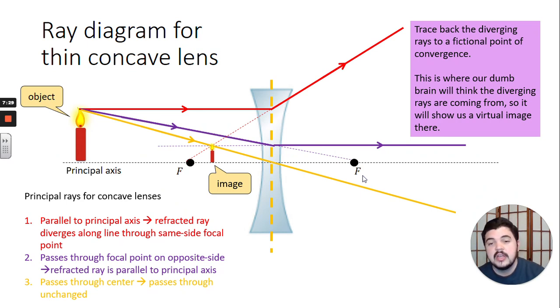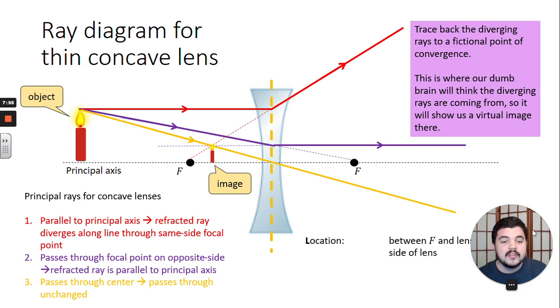That's our image. Again, there's nothing actually there. We couldn't project that image onto a screen because it is virtual, but our eyes would see something because they would see these 3 rays on this side of the lens, and our brain's going to try and make sense of it. And so our brain's saying, oh, this is what the rays look like? Well, they must be coming from this point, and that's why we see an image.